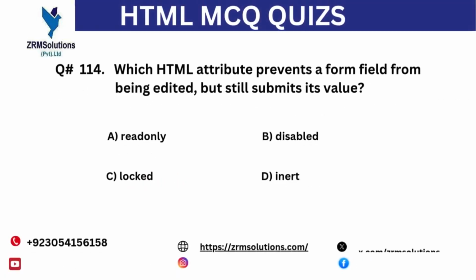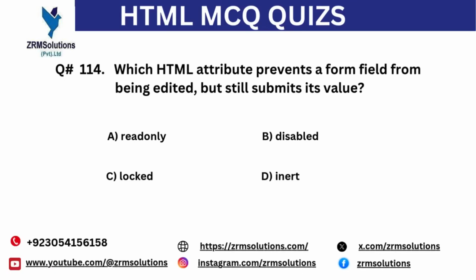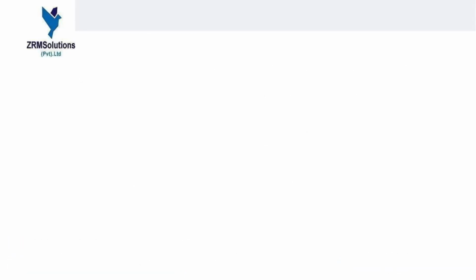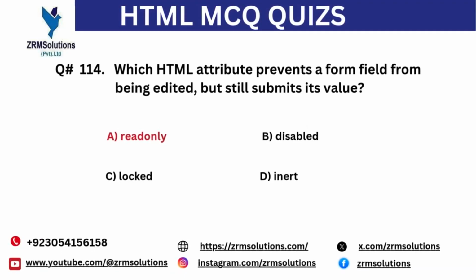Which HTML attribute prevents a form field from being edited, but still submits its value? Option A, read-only. Option B, disabled. Option C, locked. Option D, inert. The correct option: A, read-only.